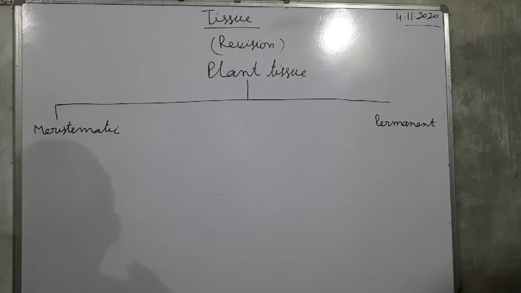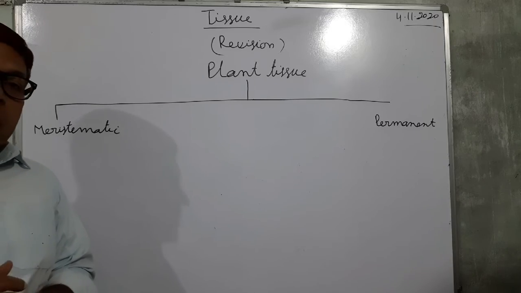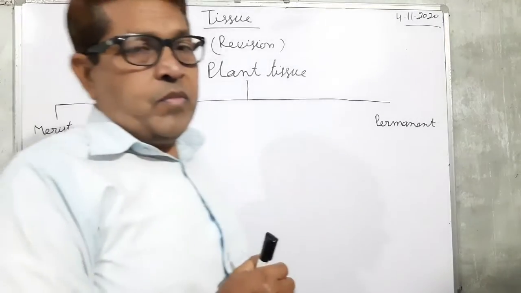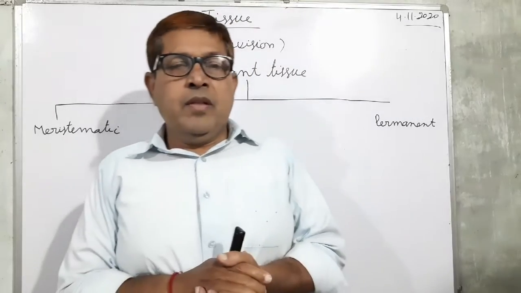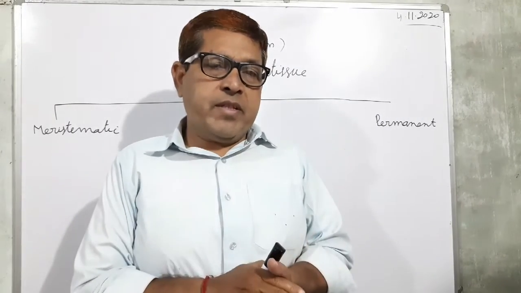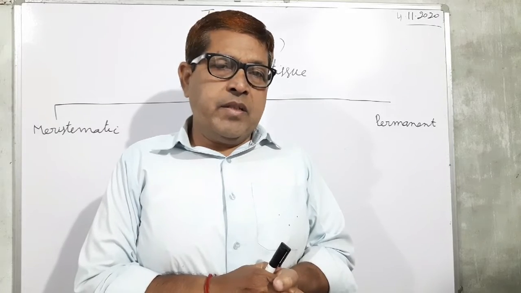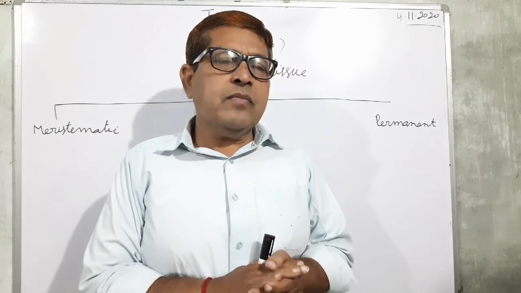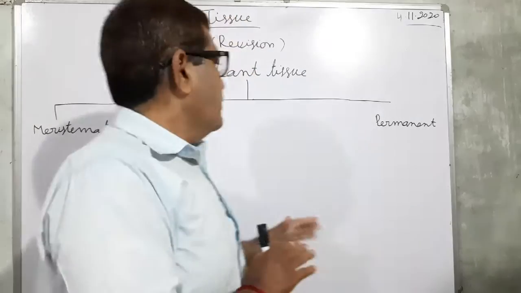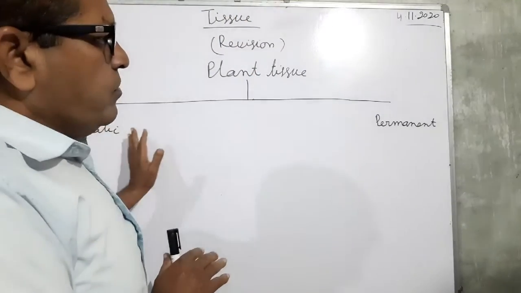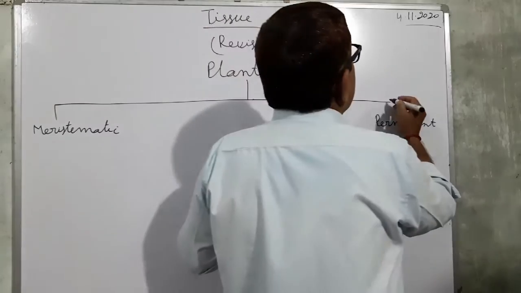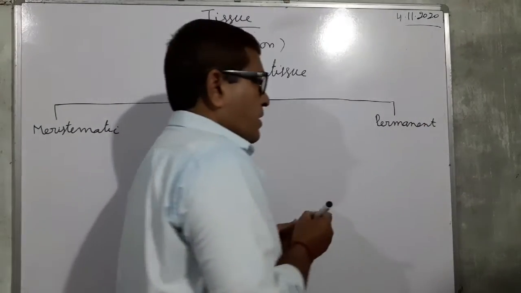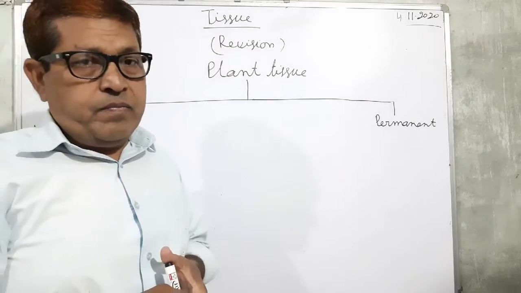I have told the property of meristematic tissue. The cells of meristematic tissues are always in the state of division. They have thin walls with prominent nucleus and dense cytoplasm. The meristematic tissue ultimately differentiates to form the permanent tissue.